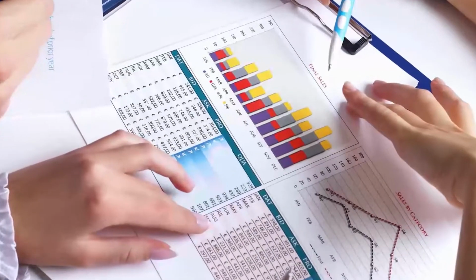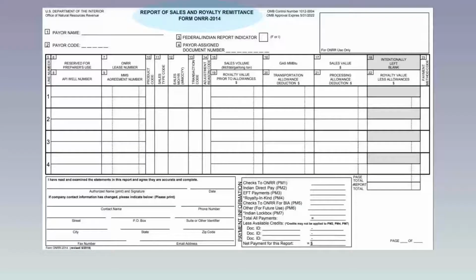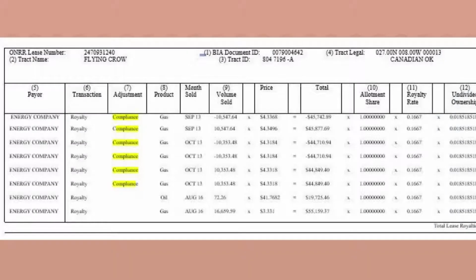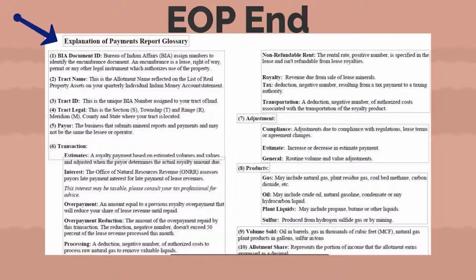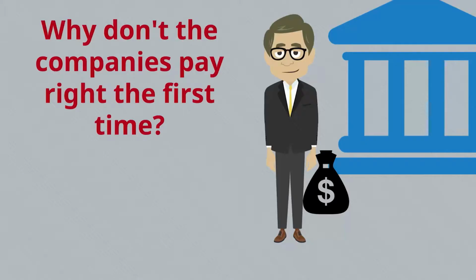Oil and gas companies report these amounts to Honor as part of their royalty payments, on the Report of Sales and Royalty Remittance Form, ONRR-2014. The adjustment reason is listed in column 7 of your EOP statement. The explanation for the adjustment reasons is listed at the end of your EOP.